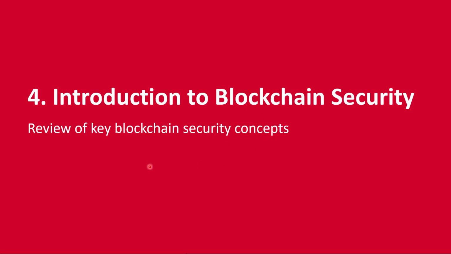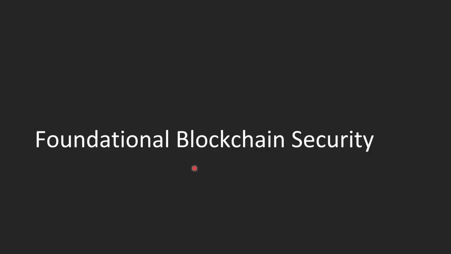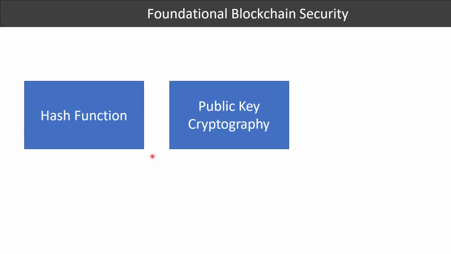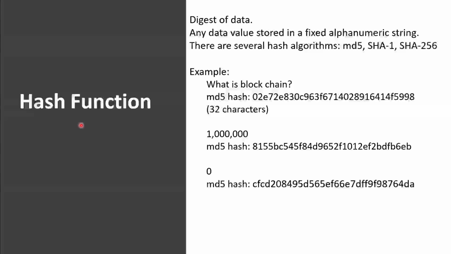This is lesson 4. This is a review of some basic blockchain security concepts. So let's take a look at the foundation of blockchain security. Well, a big part of blockchain security is the hashing function. And you may think of the hashing function as converting text into some unreadable string, and that's almost like encryption. And that's not really what hashes are used for on the blockchain.